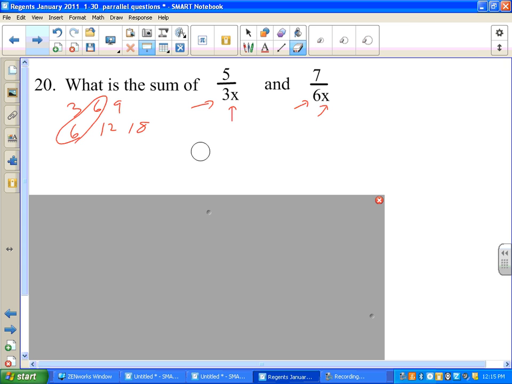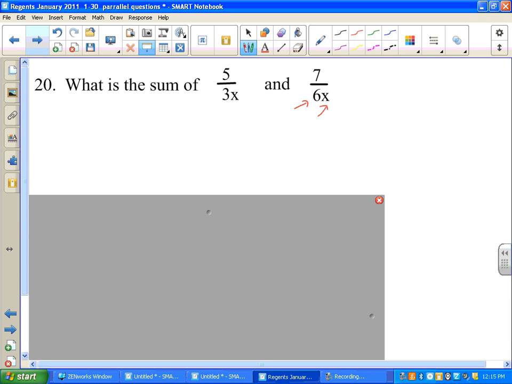What do you multiply 3x by to get to 6x? 2. So we have to multiply it by 2 over 2. Why do we multiply it by 2 over 2? Because 2 over 2 simplifies to be 1. 2 divided by 2 is 1. And 1 is the multiplicative identity. Multiply anything by 1, it doesn't change the fraction at all.